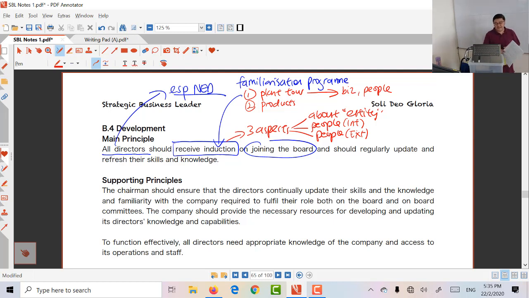Now, think and see. If the director is ED or NED, the stakeholders that you introduce him to are quite different. For example, why on earth would you go and bring a NED to see a customer?